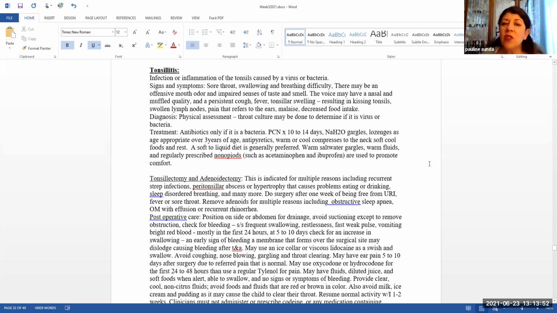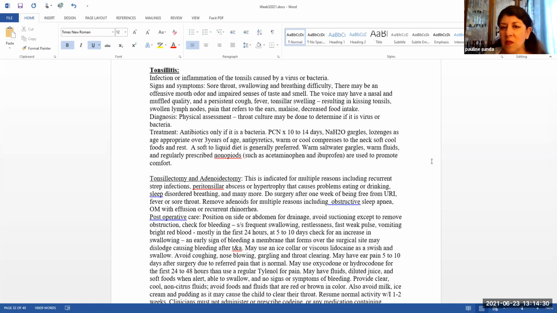Tonsillitis. This is an infection or inflammation of the tonsils. It can be caused by a virus or a bacteria. Signs and symptoms include a sore throat, swallowing and breathing difficulty. There may be an offensive mouth odor and impaired senses of taste and smell. The voice may have a nasal and muffled quality, and there may be a persistent cough, fever, tonsillar swelling which results in kissing tonsils. So they're basically so swollen that they touch in the back of the throat. Swollen lymph nodes, pain that refers to the ears, malaise, and decreased food intake.